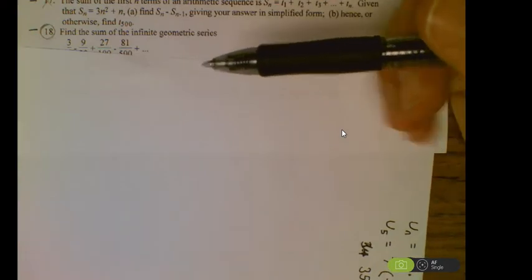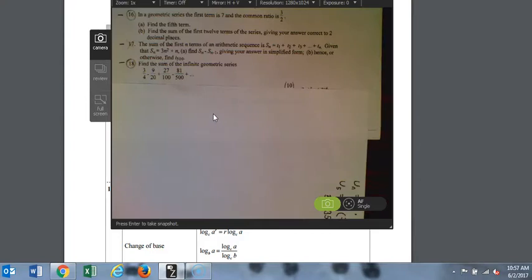We know it's infinite for a couple reasons. One is that we know this thing goes on forever. Also, they don't give us a sum of a specific number of terms. It doesn't say find the sum of the first 12 terms or something like that. It just says find the sum. So it would only apply to an infinite series in this case.